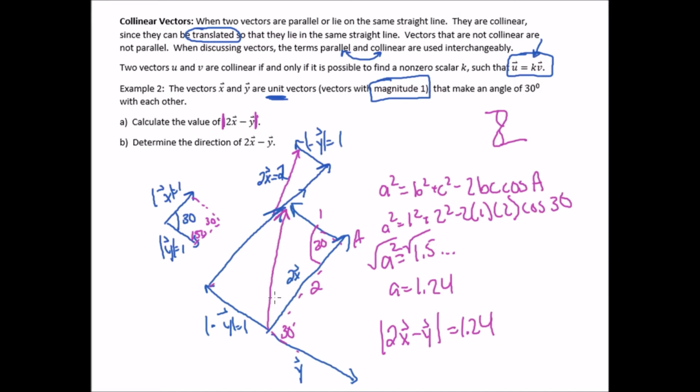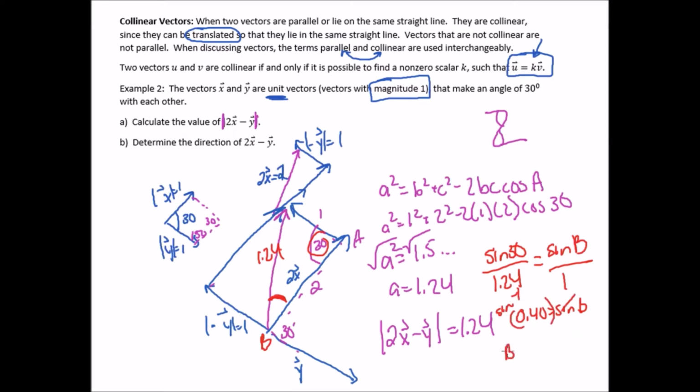Now if we're looking for the direction, let's talk about this direction here. So we can use the sine law. So let's go sine 30 over 1.24, because this 1.24 and this 30 match up. And then that's going to equal sine of, let's call that b, over 1. So sine 30 divided by 1.24, I get 0.40, equals sine of b. Now let's sine inverse both sides. That goes away. Okay, b equals 23.78. Let's just round to 24 to make life easy. Okay, so this angle in here right now is 24 degrees.